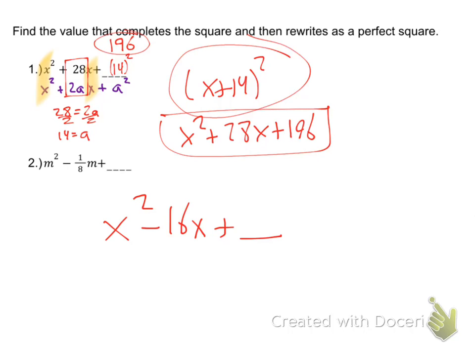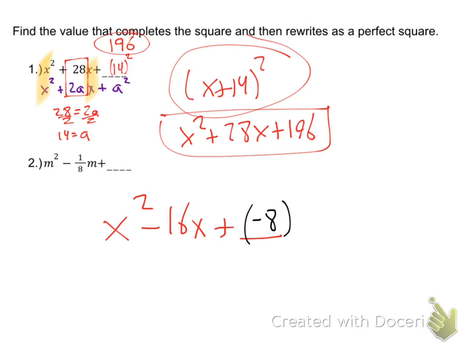Okay, what's B? What's B, guys? What is B? Chill. What's the B value of this quadratic? 16. It's not 16, it's 16x. It's negative 16. Oh, it's a negative. B is negative 16. To find the C value, I needed to do what with that negative 16? Divide by 2, which makes it negative 8.